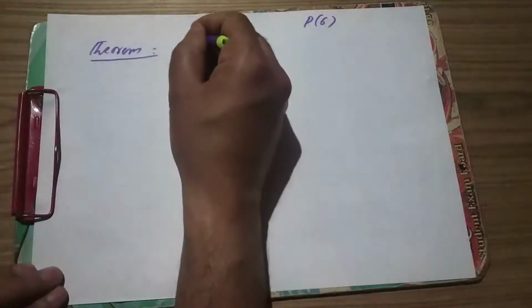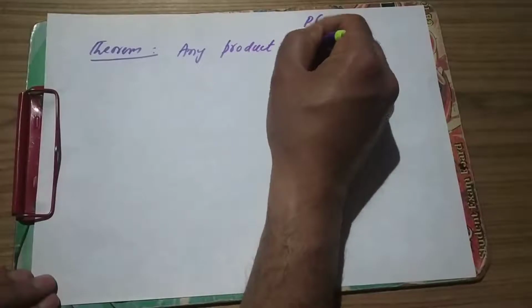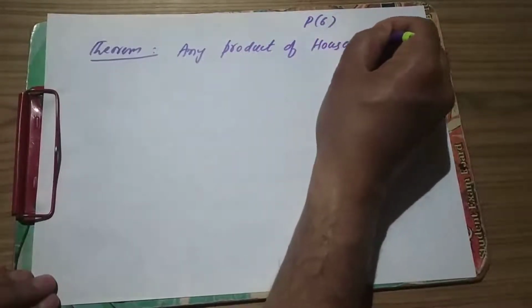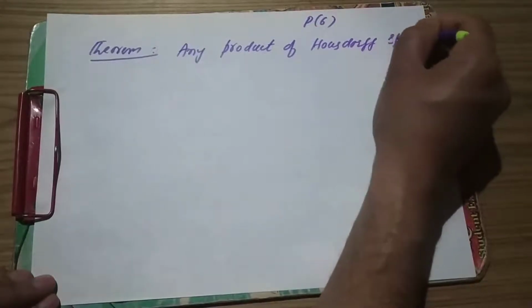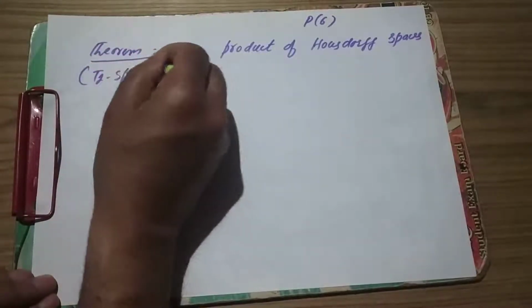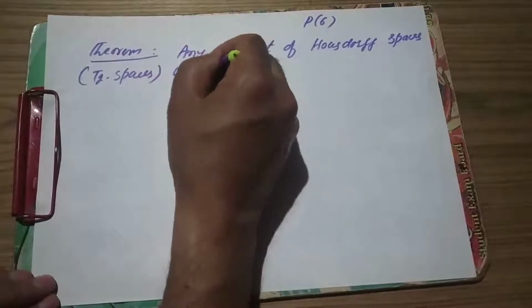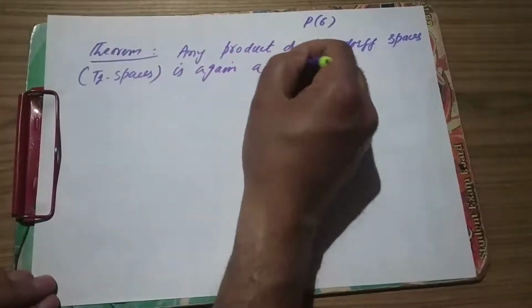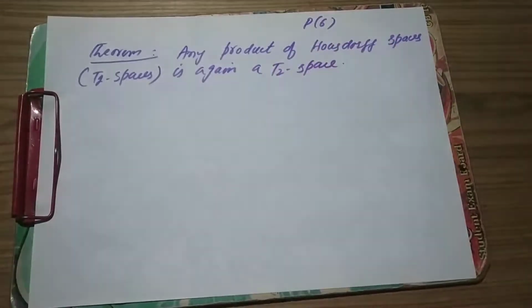So next, in the next theorem, we'll show that the product of Hausdorff spaces, or product of T2 spaces, is again a T2 space. So the next theorem: any product of Hausdorff spaces, or you can say T2 spaces, is again a T2 space, or Hausdorff space.